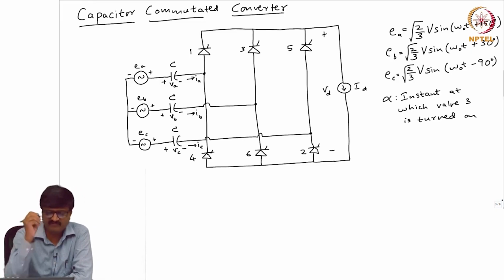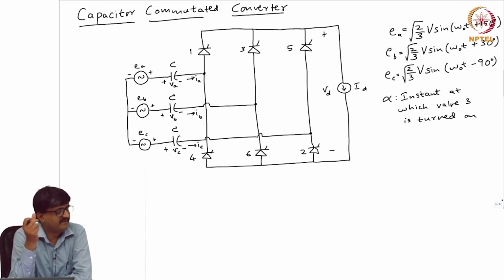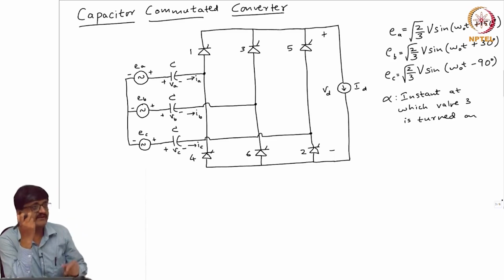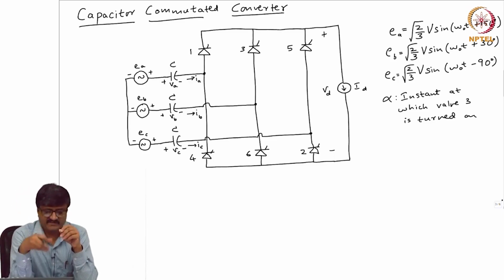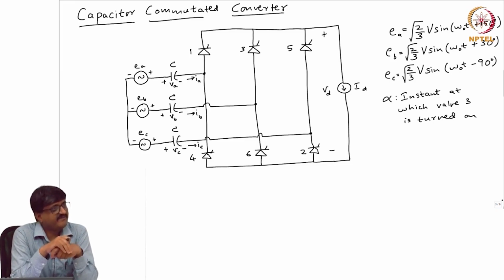If I want the plot of VB, what should I do? How can I get the plot of VB? VB is the voltage across the capacitor in B phase. How to get the capacitor voltage waveform? Why should I write a KVL equation? Can I not find the voltage across the capacitor by knowing the current? Capacitance is known. So, can I not get the expression for VB if IB is known? Now, what is IB? Have we already seen the waveform of IB?